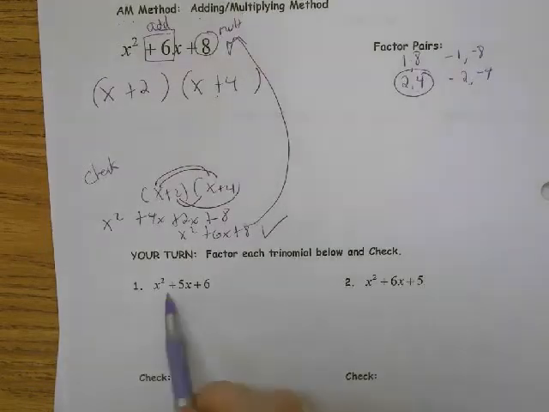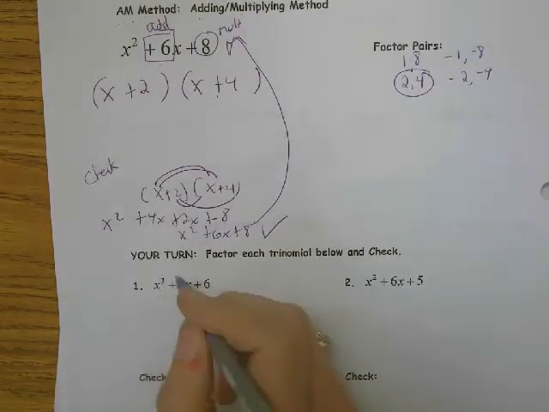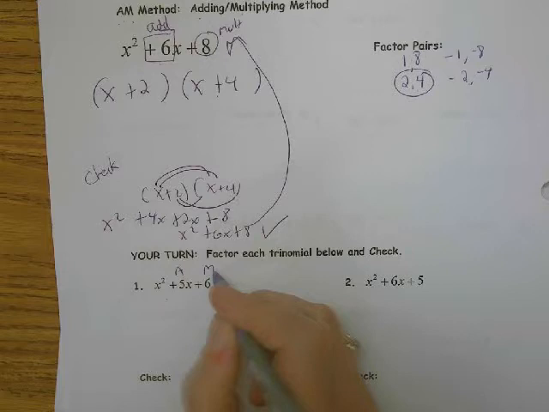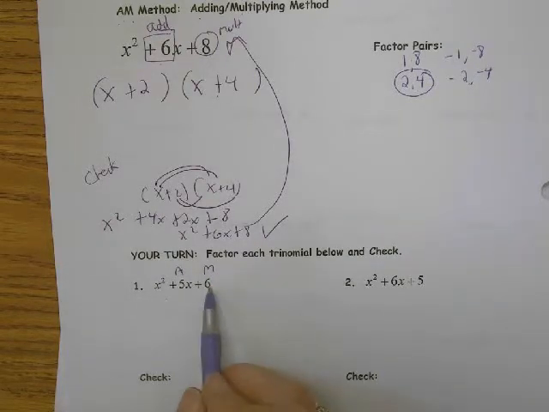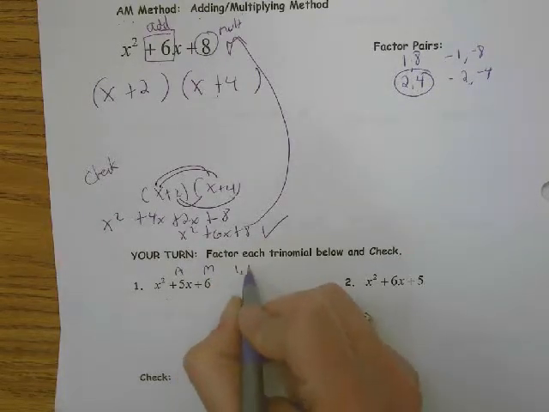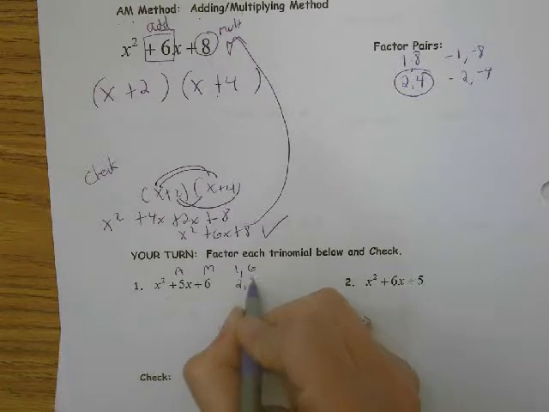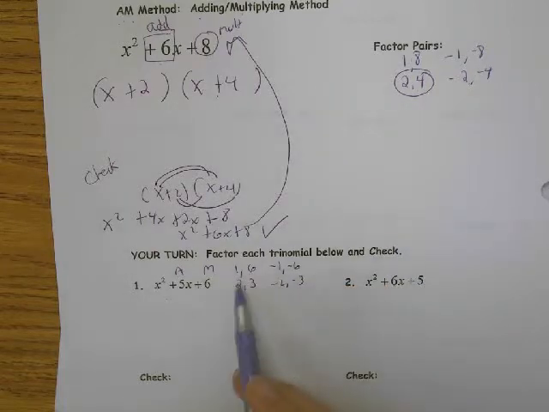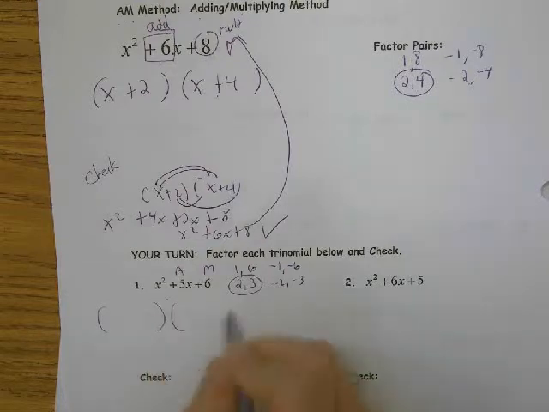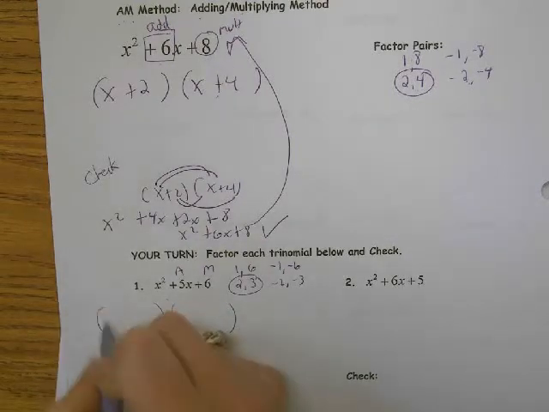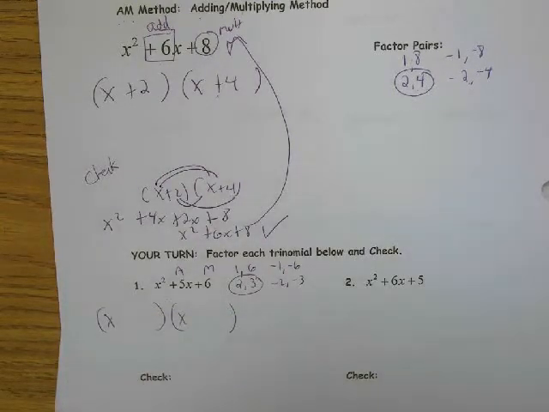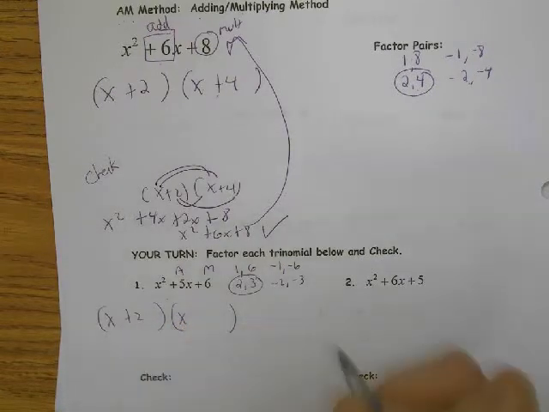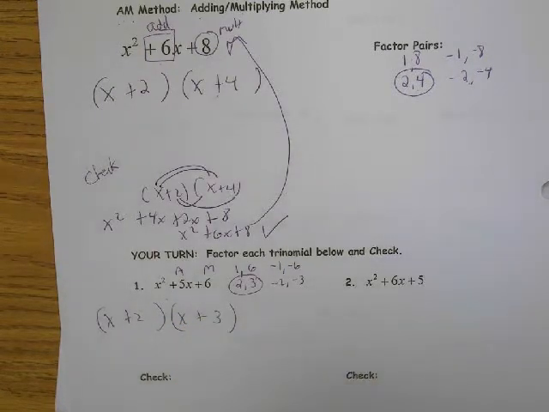If I want to try number 1, I'm going to add to 5, multiply to 6. So it's a positive 6. I'm going to list all the numbers that multiply to give me positive 6. Do any of these add up to 5? Yep, these ones do. Two sets of parentheses, an x in each, then a plus 2 and a plus 3.